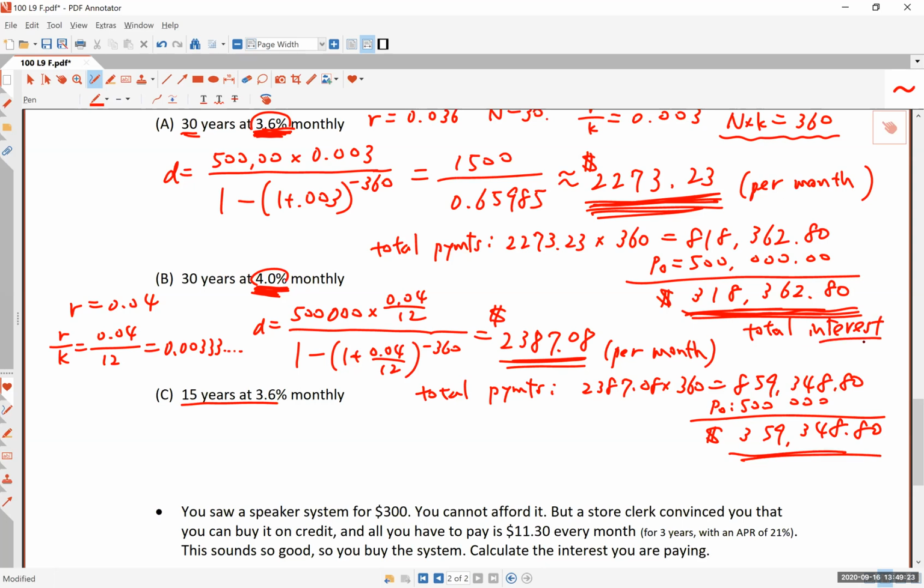This is how much you paid in total interest under the 3.6% interest rate. This is how much you paid in total interest under the 4% interest rate. The difference is staggering, right? You're talking about a $40,000 difference. Where did the difference come from? The difference of $40,000 over the entire mortgage term comes from a very slight difference in the interest rate, 3.6% as opposed to 4.0%.